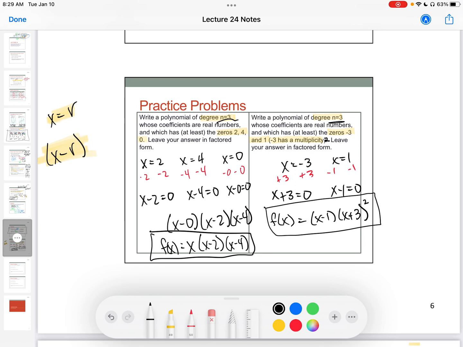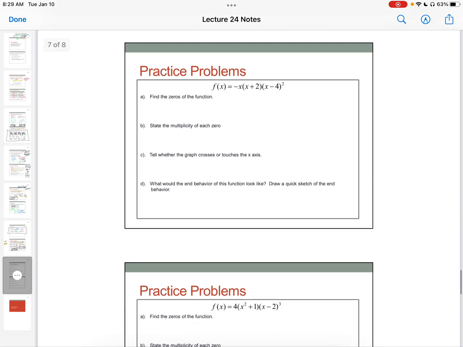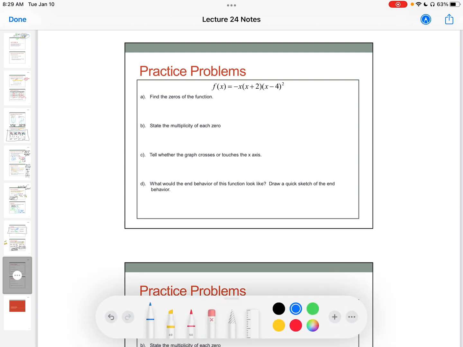All right, let's scroll down for the other type of problems that we will see. First one here, I've got f of x equals negative x times x plus 2 times x minus 4 squared. I need to work my way down through this. The first part says I need to find the zeros. Remember, that's just when you set this whole function equal to 0. So I would have negative x equals 0, x plus 2 equals 0, and x minus 4 equals 0.